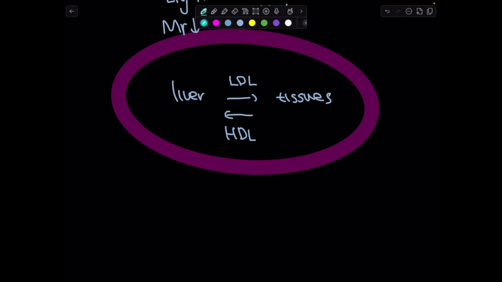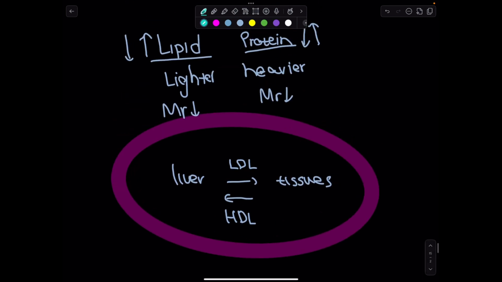But why do they have this apolipoprotein stuff? Why aren't they in the low density instead of the high density and vice versa? Why specifically? Connect this information in my brain. And so what? You say we have lower MR for lipids. Why do lipids have lower MR than protein?